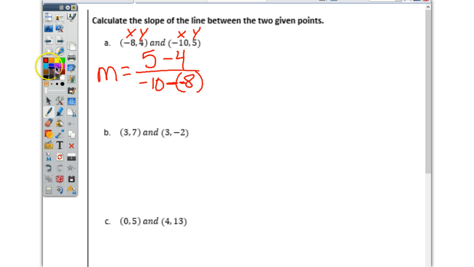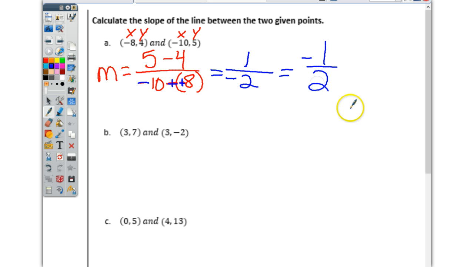So what does that turn into? A negative times a negative is a? That turns into a plus 8. So now our slope equals what? What's 5 minus 4? 1 over a negative 10 and a positive 8? A negative 2. So my slope is a negative 1/2. If we have a negative sign, what do we assign it to? The top. So we have a negative 1/2 for our what? Slope. Our slope. That is the slope of that line.